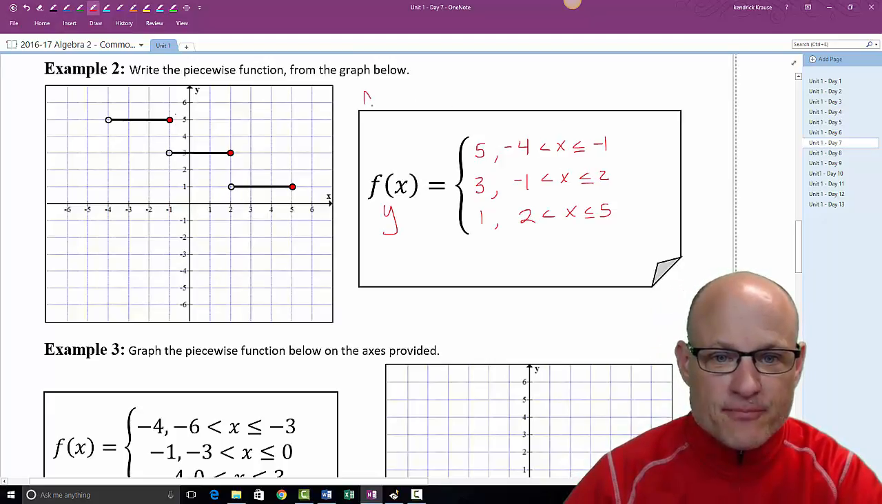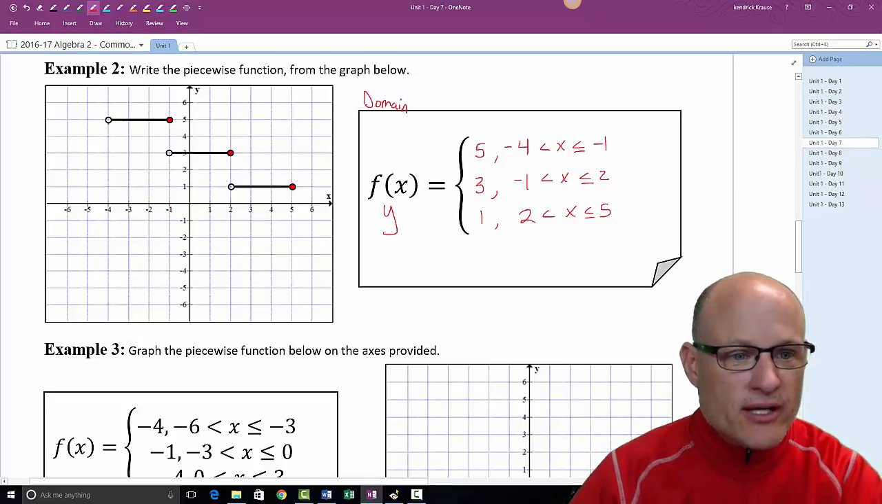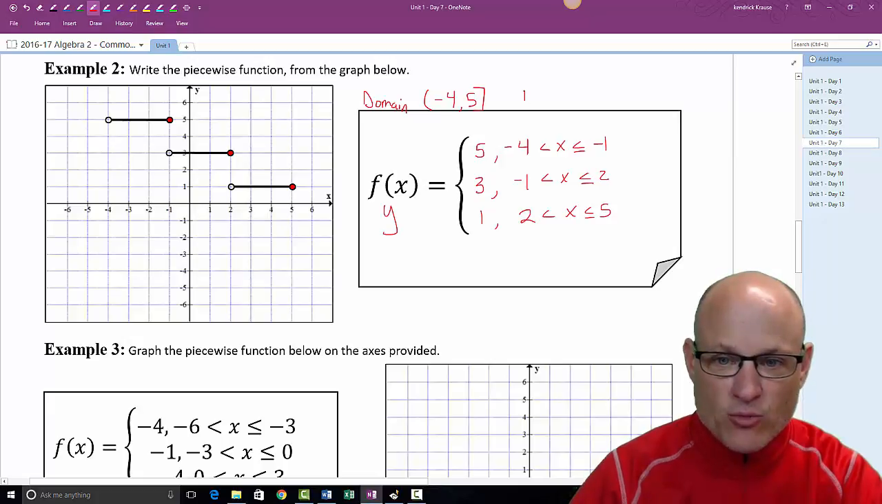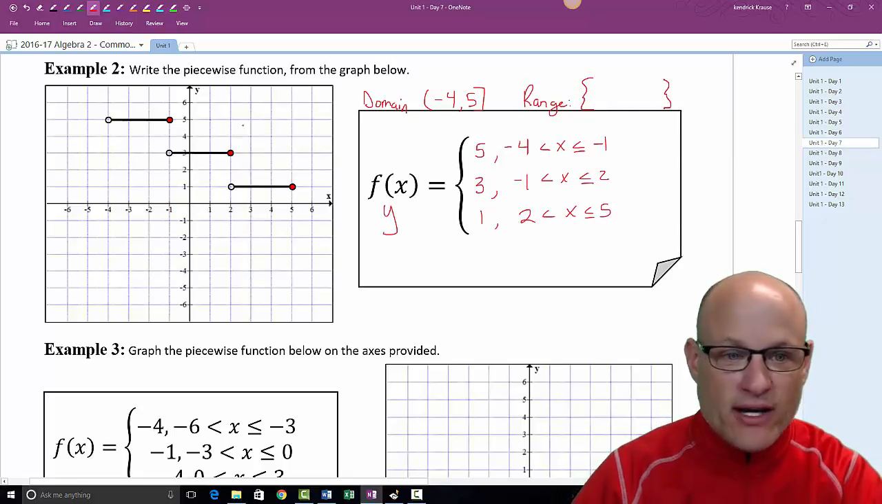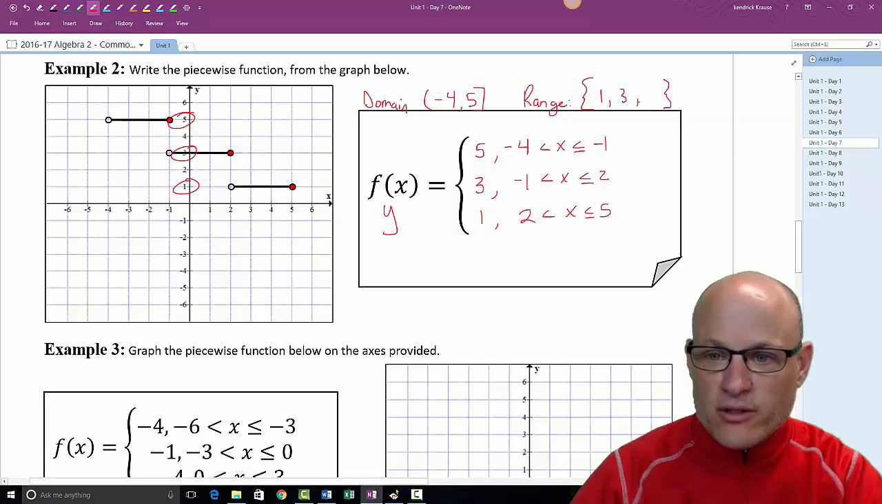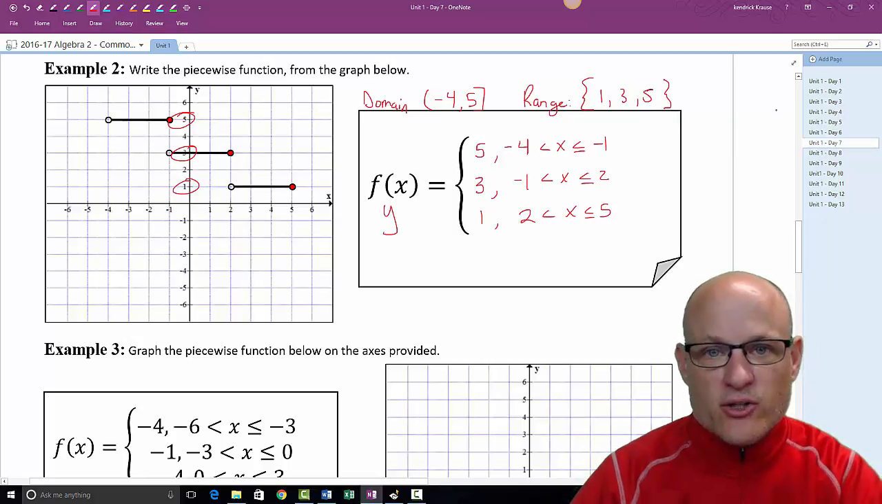Let's talk about domain. Are there any breaks left or right? Let's see. From -4, no breaks. So domain's pretty easy. It's from parenthesis -4 all the way up to 5 bracket. But the range, remember, the range is not continuous. It's got breaks. So we have to list it in curly brackets. And the range values are 5, 3, and 1. So 1, 3, 5. We just list them in numeric order.